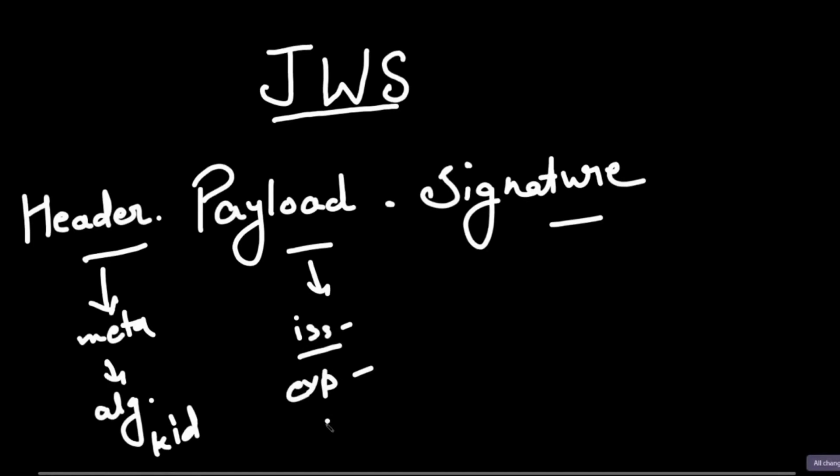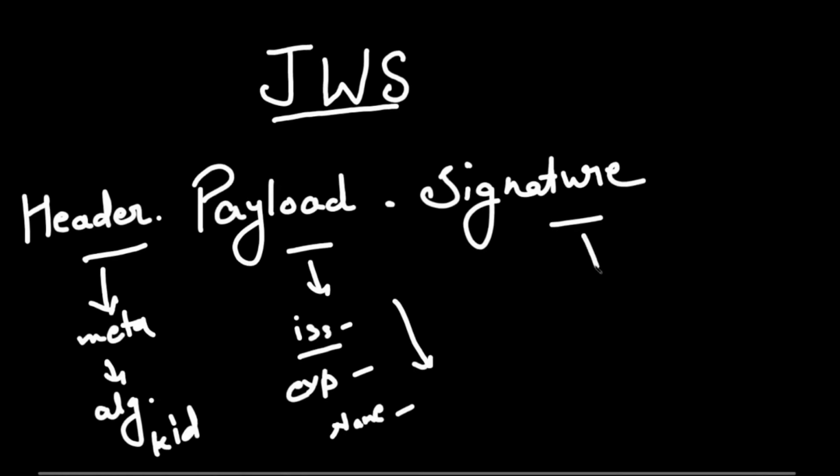Apart from that, you can also specify some custom attributes that you are transferring via this JWS. So let's say you want to transfer the customer name as part of the payload, then you can specify that here as well. So these are some payload attributes, but it's not restricted to these only. You can specify any other attribute as well.